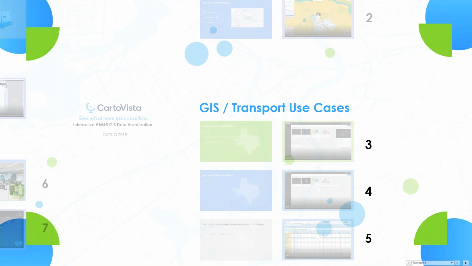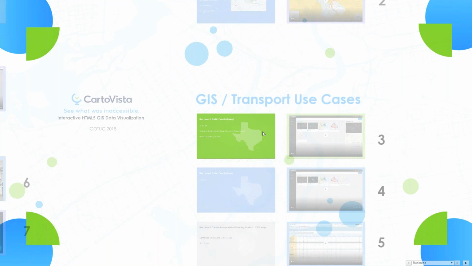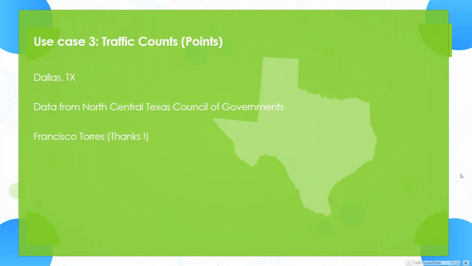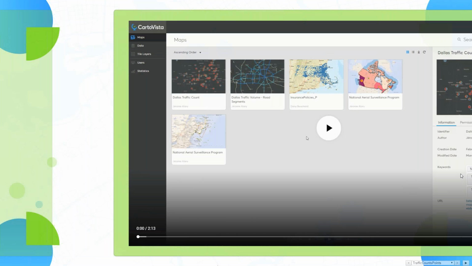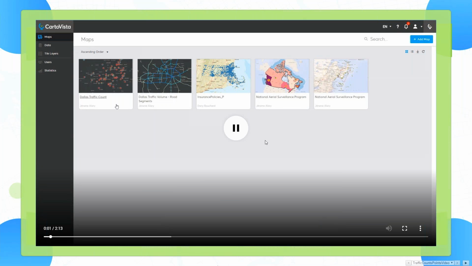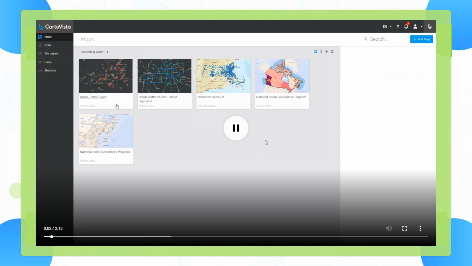Okay, moving on to GIS and transportation use cases. The first use case I have for you is traffic counts. Obviously, there's a lot of you that are dealing with traffic counts and everything. We did a little prototype with Dallas, Francisco Torres. So thanks to him for providing us with the data for this demo in particular, that I will demonstrate in a second. So in this example, what you can do is set up with the CartaVista software a map gallery like the one I have right now.